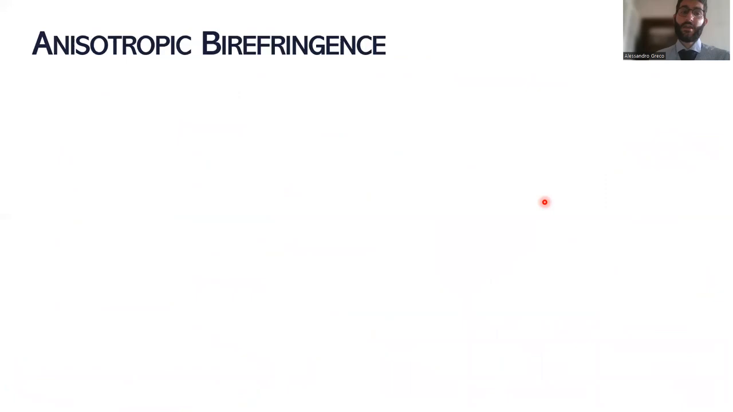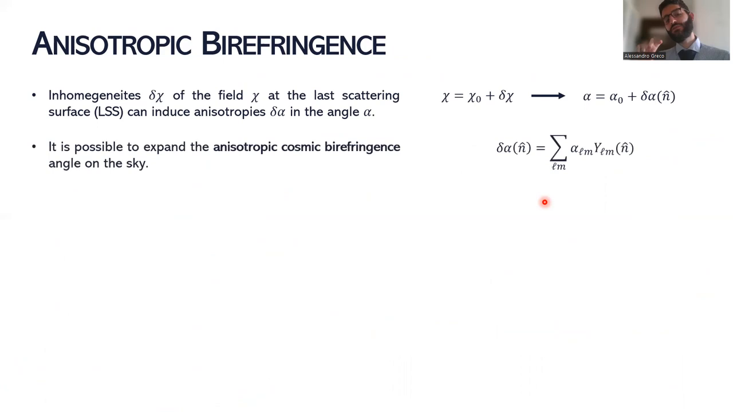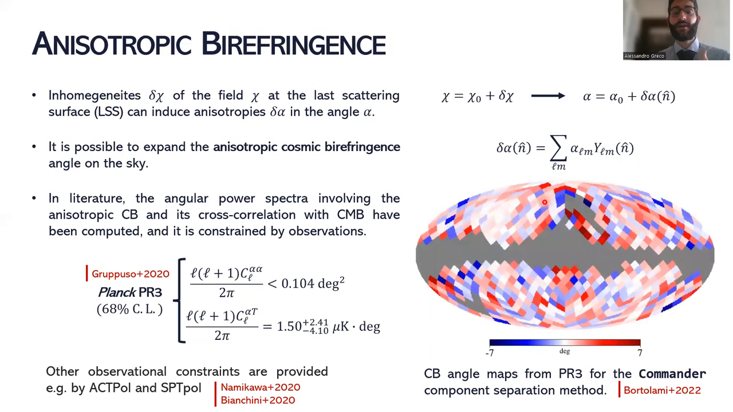However, I'm not working on isotropic cosmic birefringence, but instead on the anisotropic component. Indeed, the inhomogeneities delta chi of the field chi at the last scattering surface can induce anisotropies delta alpha in the angle alpha. It's possible to expand the anisotropic cosmic birefringence angle on the sky via spherical harmonics. And in the literature, the angular power spectra involving the anisotropic cosmic birefringence have been computed, and it is constrained by observation.